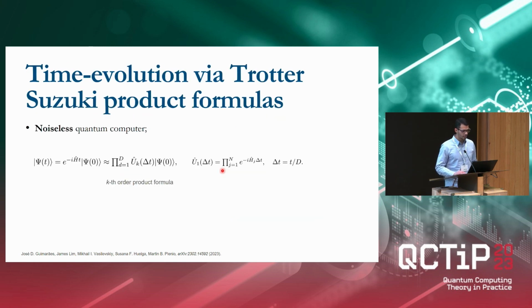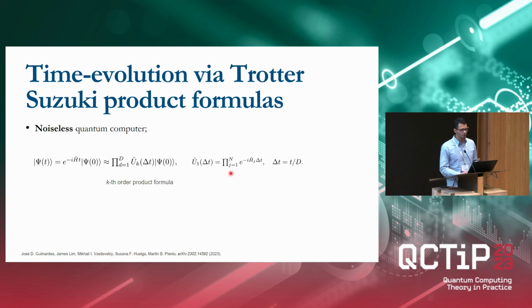So in a quantum computer, we can use several types of techniques to evolve a quantum system. In this work, we use a Trotter-Suzuki product formula. Let's imagine we have a noiseless quantum computer. We apply some evolution operator to an initial state to evolve it up to time t. What we do is decompose this evolution operator into a kth order Trotter-Suzuki product formula. So it's something like this. We apply this U operator, which is just a Trotter layer of kth order, sequentially for d times, so for d Trotter iterations.